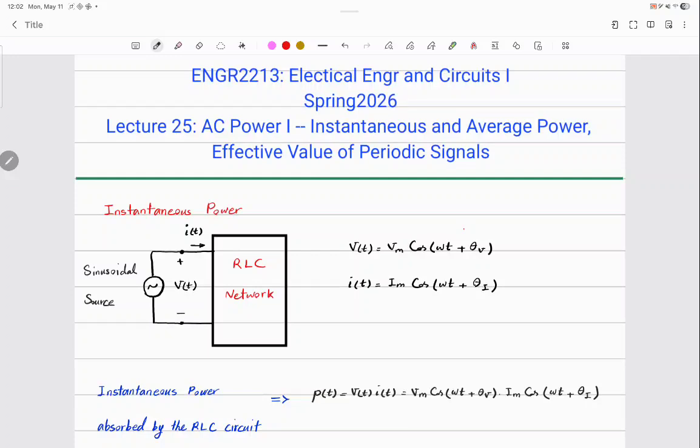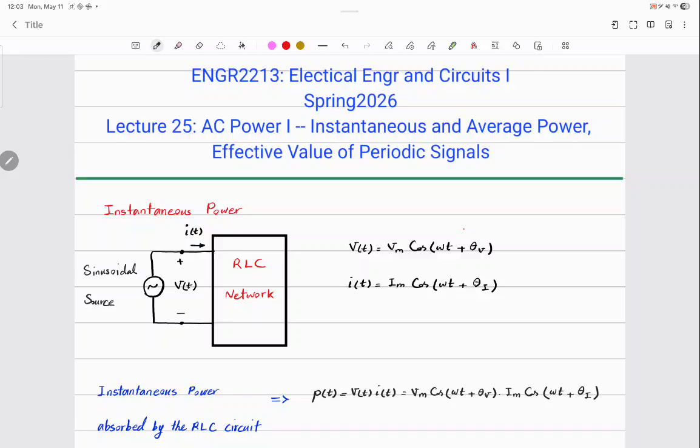I hope the concept is starting to click by now, the complex analysis. Today and Wednesday and Friday, we will talk about power. There will be many power terms that I want you to start listening very carefully from today. Otherwise, you'll be confused.